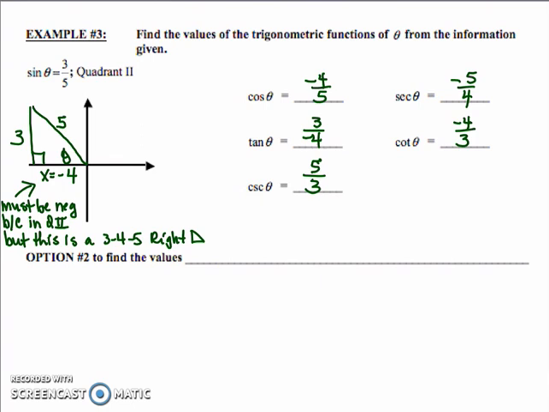Okay, now there is another option for this problem. Option number 2 would be to use our Pythagorean identity, sine squared theta plus cosine squared theta equals 1, to find cosine theta. That's just another way to do this problem. If we're given sine, we could plug that into the equation, solve for cosine. Once we know sine and cosine, we can figure out all of our trig functions from there. I'm not going to show the work for that, just letting you know that that's another option for this problem.